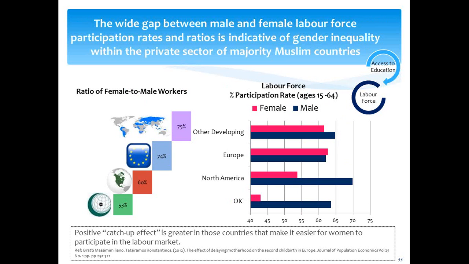In fact, for every 2 male workers, there is only 1 female worker. And if we look on the right side, there is a graph that shows the labor force percentage participation rate, and you can see that the female lags by a large degree to its male counterpart for OIC, whereas for other developing regions, which is all the other developing countries except for OIC member countries, they're pretty on par with each other, the female and the male categories.